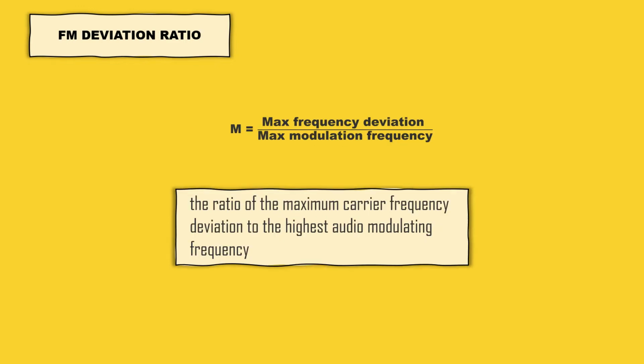Next part is the FM deviation ratio. We can express this as capital M, wherein it is equal to the max frequency deviation divided by the max modulation frequency.